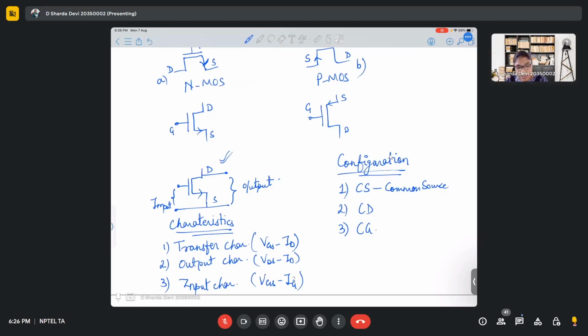So when we say common, that means we will consider it as the reference, and we use the other terminals for extraction of output or providing input. So that is the basic idea.